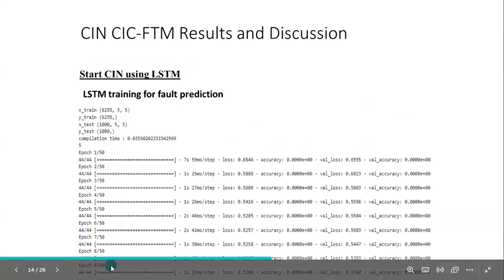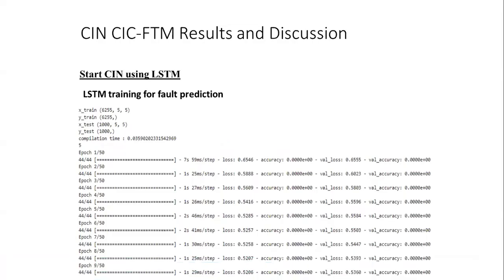These are the number of epochs. We have taken a screenshot of one epoch like this. We have tested for 1,000 epochs.